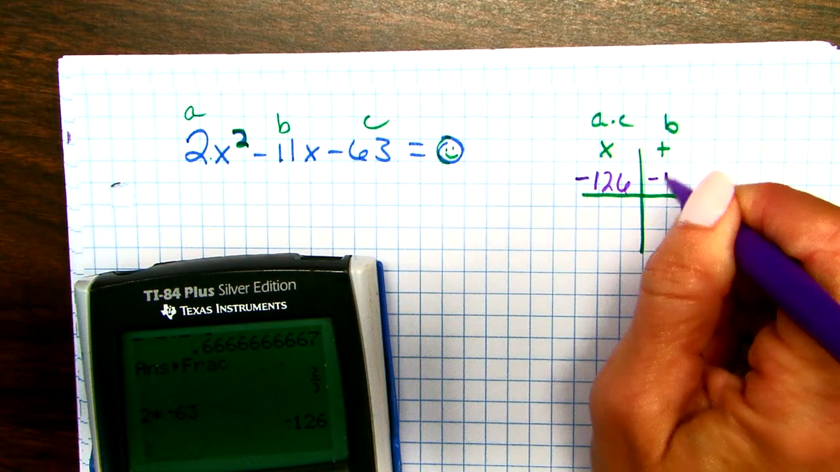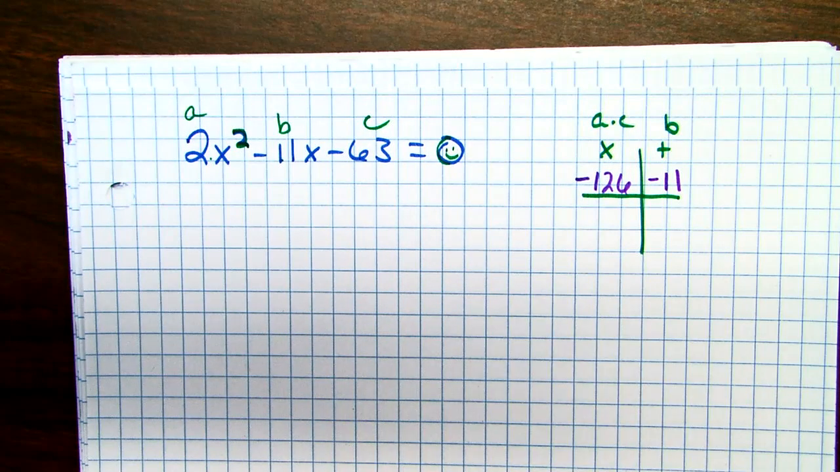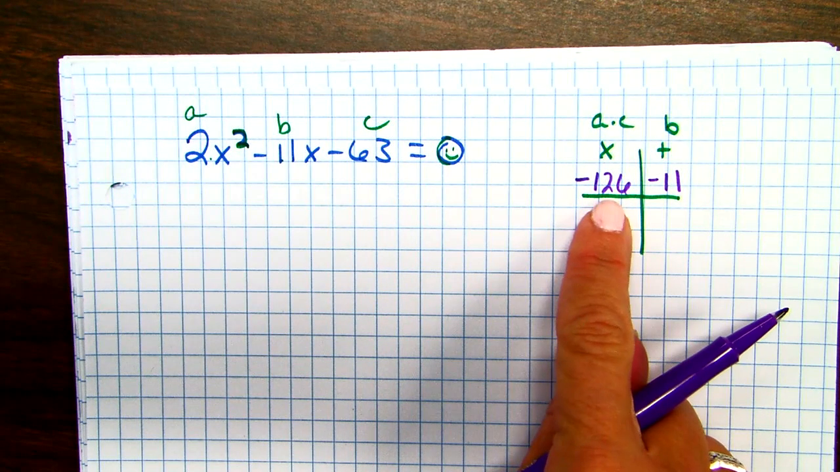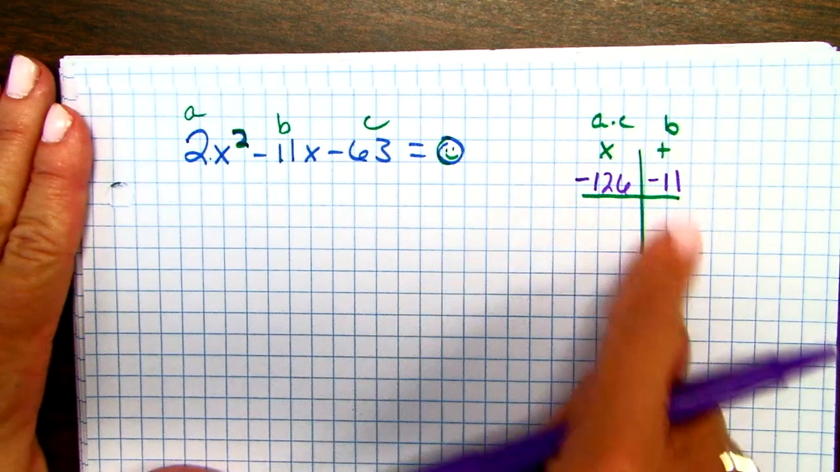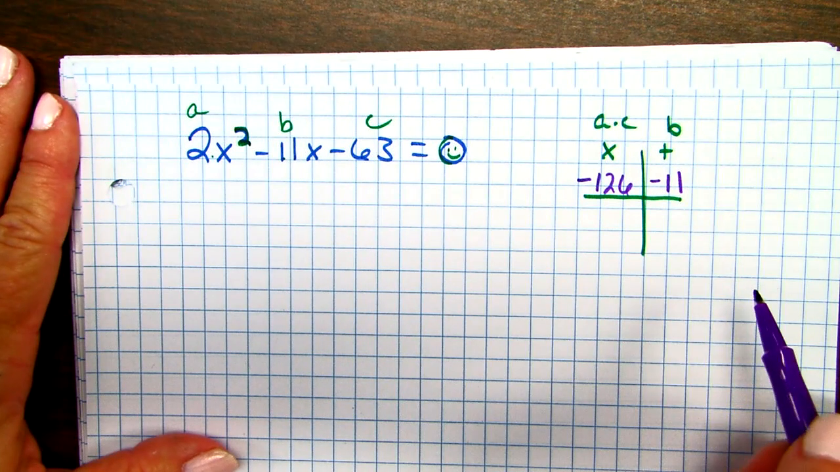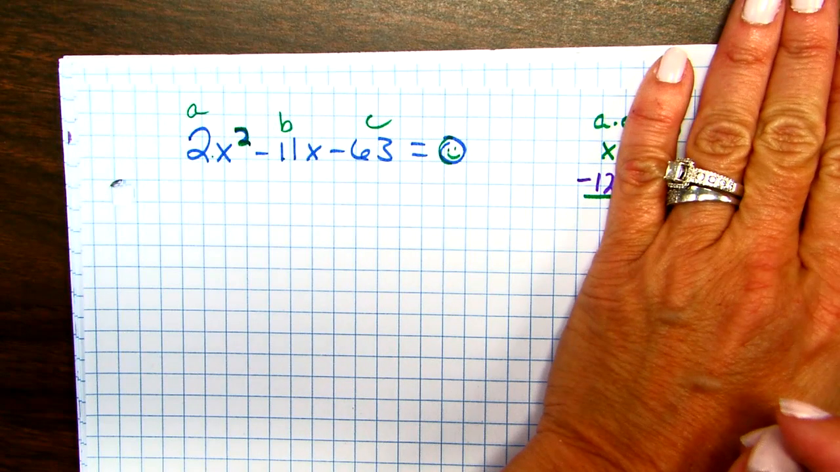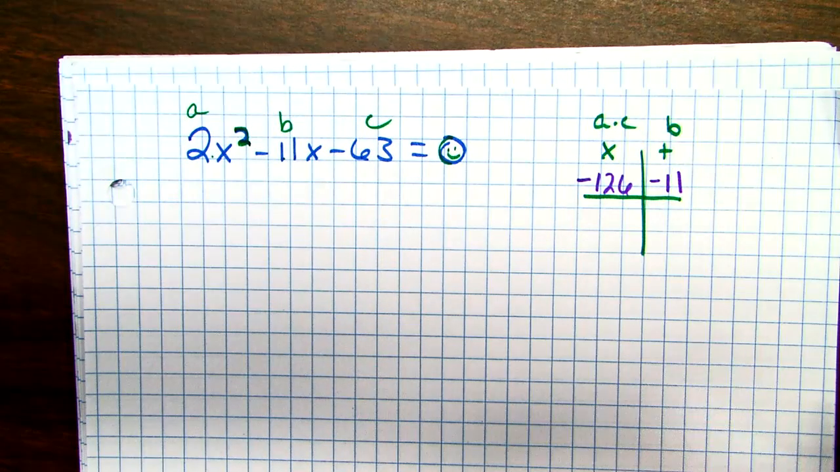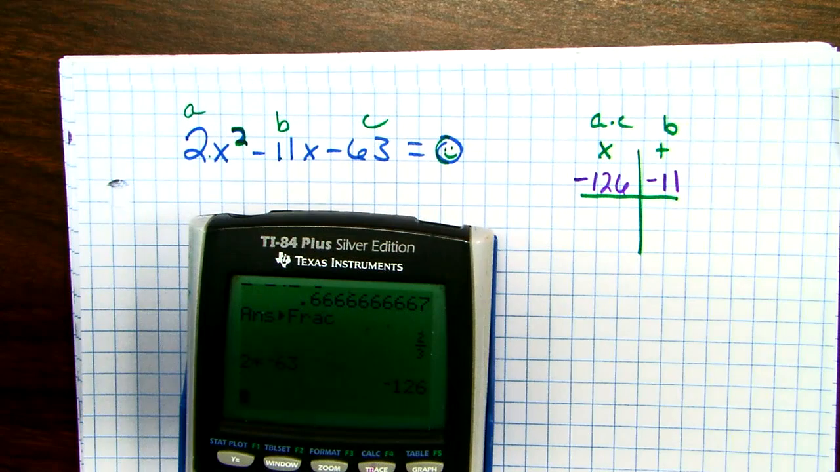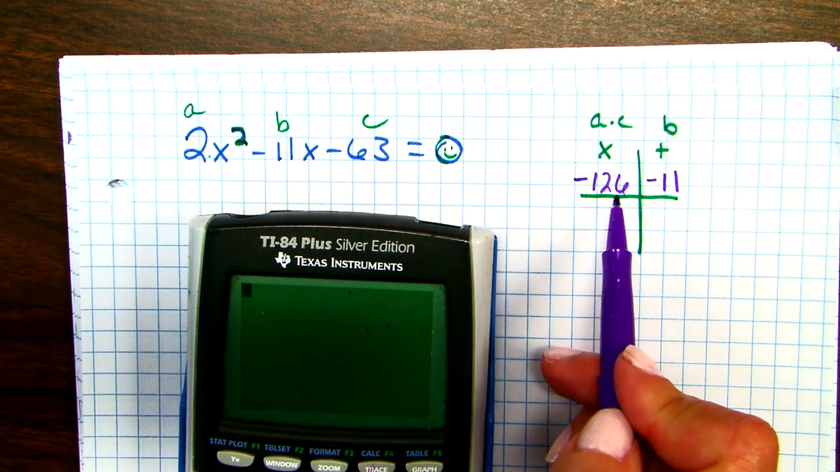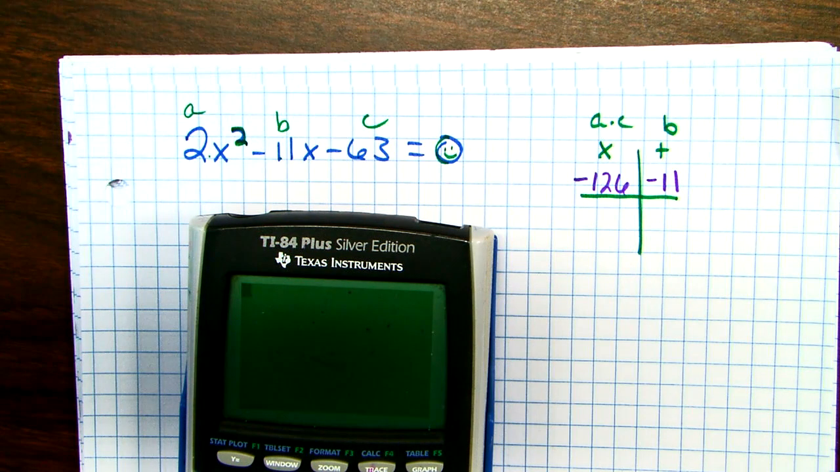And B is negative 11. This is a bigger number, but it's not like in the 400s, 500s. This is a valid problem you can see, okay? If this was 12, I don't need a calculator. I know what numbers multiply to get 12. But I, who am good at factoring, still need to pick up my calculator at times to find numbers that go into 126. I don't have that memorized, right?